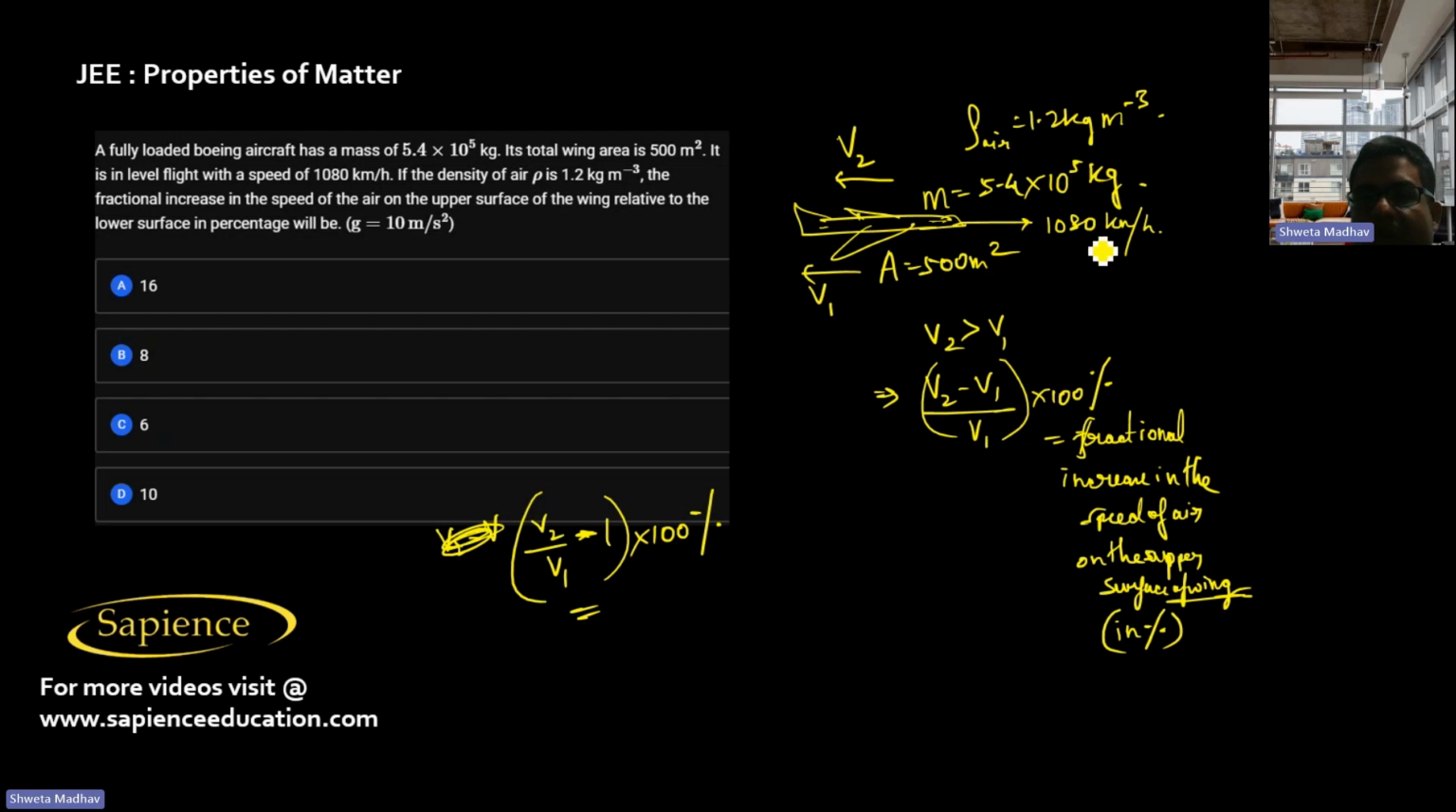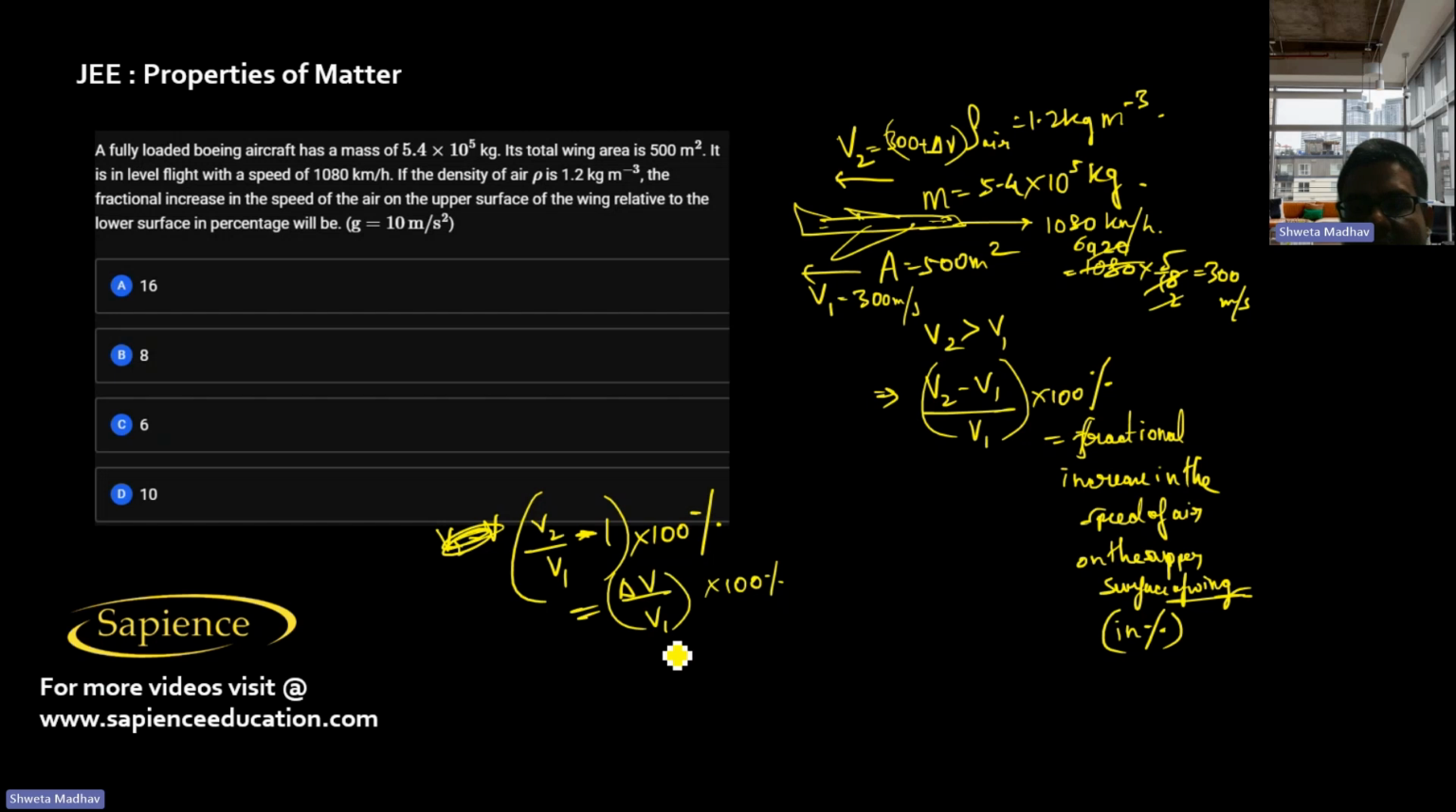So 1080 kilometer per hour in meter per second is 1080 into 5 by 18. That is 300 meter per second. So if we say V1 is 300 meter per second and V2 is 300 plus delta V, then you have to find delta V by V1 into 100%. So let's say this delta V by V1 we have to find out first.